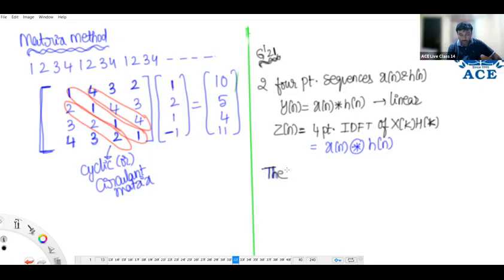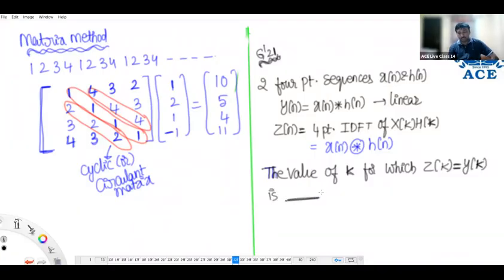The value of k for which z(k) equals y(k) is: for which index are the linear convolution answer and the circular convolution answer the same? You can compare in your notes and tell me the answer. For which index are the linear convolution answer and the circular convolution answer the same?